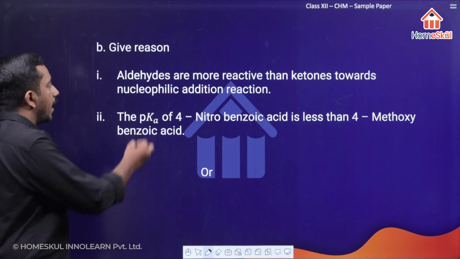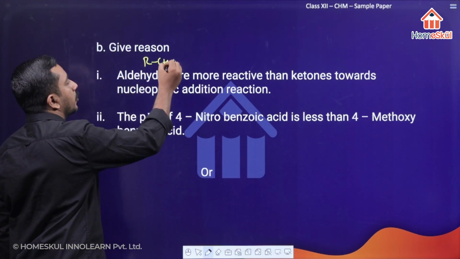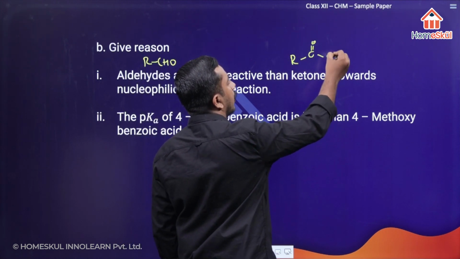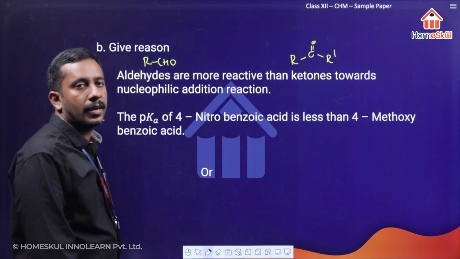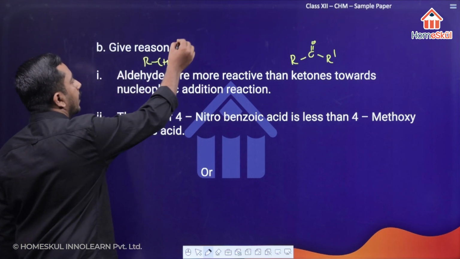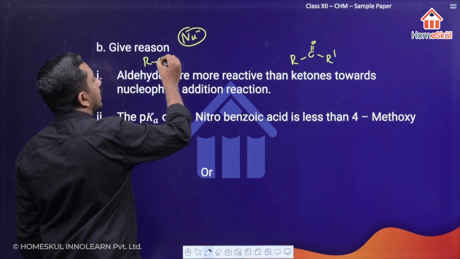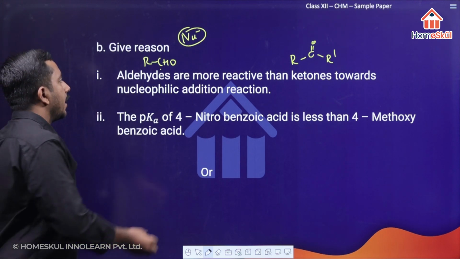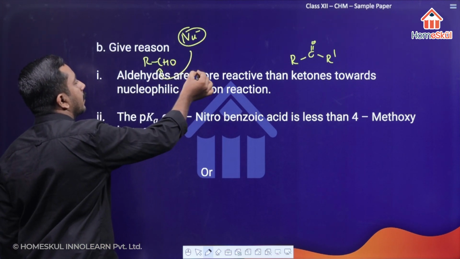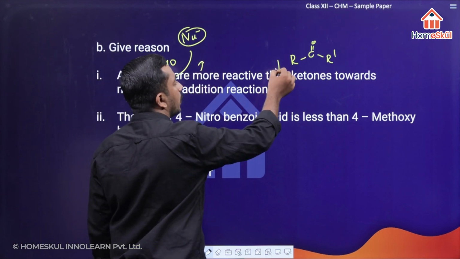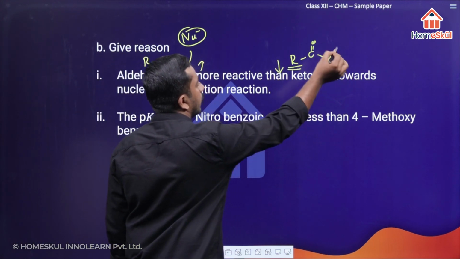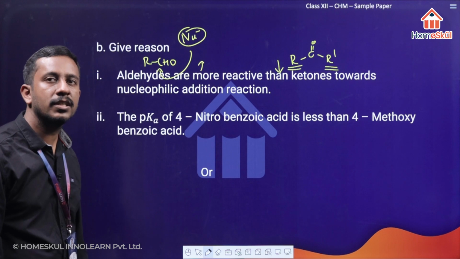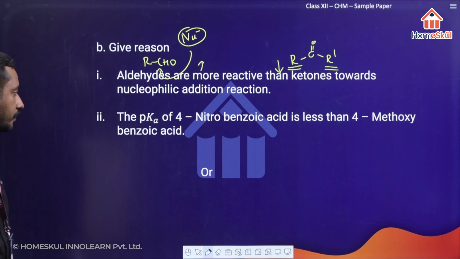If we take the case of aldehydes, the general formula is RCHO. And in the case of ketones, we have two alkyl groups. We have R, C double bond O and R dash. So when a nucleophile, Nu minus, comes, it is going to attack the carbonyl carbon which has a partial positive charge. The chances for the nucleophile to attack the carbonyl carbon in the aldehyde is much greater than in the case of ketones, because in ketones there are two alkyl groups which are going to pose a steric hindrance. For that reason aldehydes will be more reactive than ketones towards nucleophilic addition reaction.